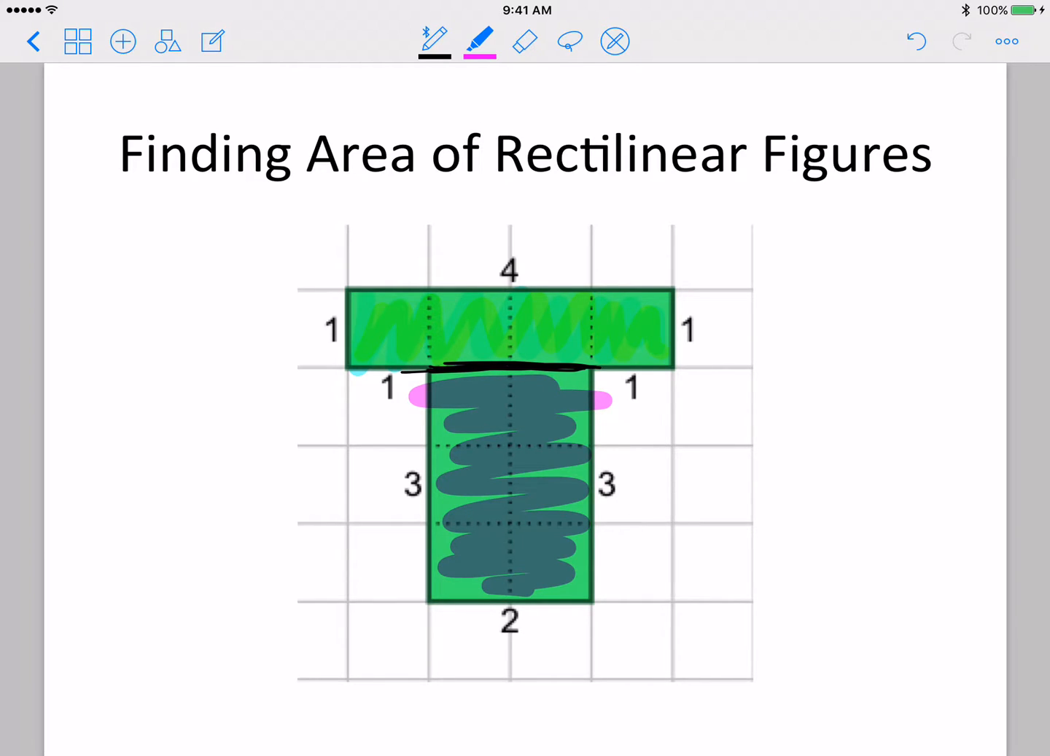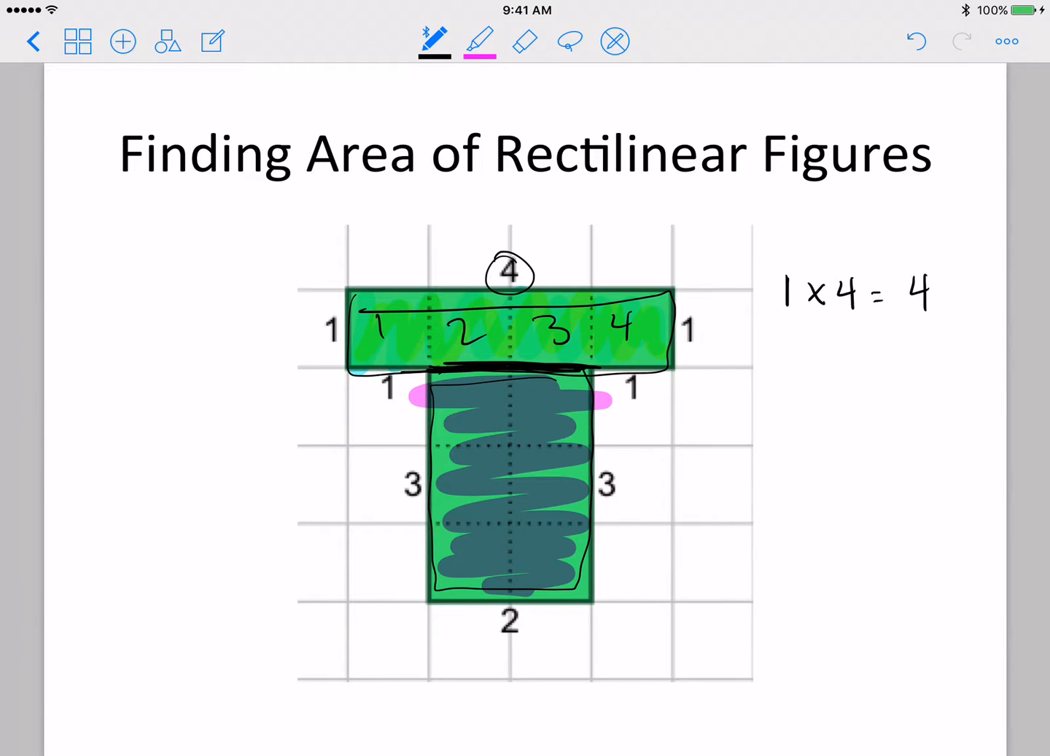So let's look at this rectangle first. We know that this one side length is 1, and this top here is 4. So to find the area of that, we're just going to do 1 times 4, and we know that that's equal to 4. And we can see that as well. 1, 2, 3, 4.